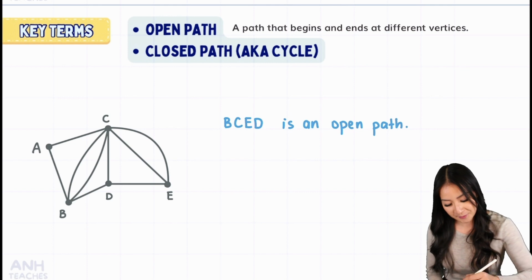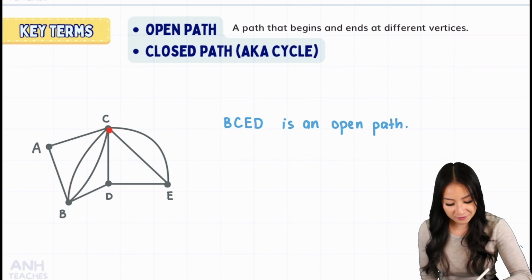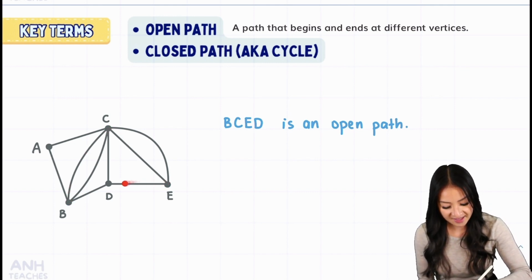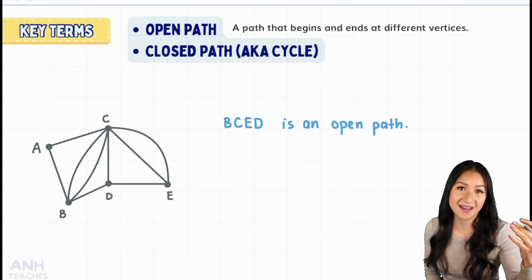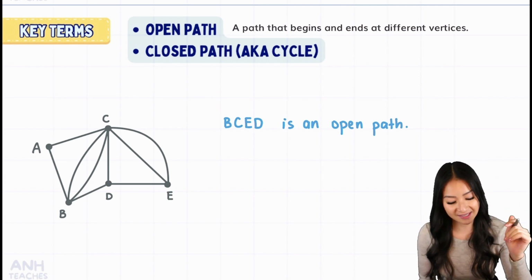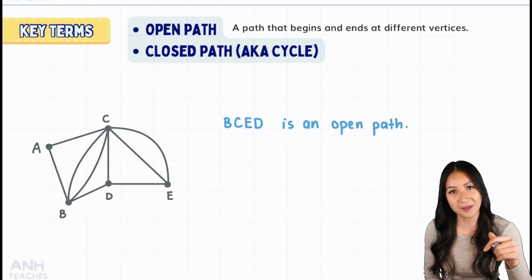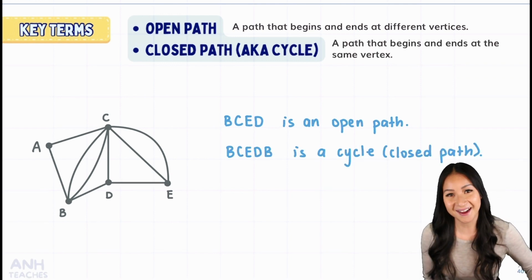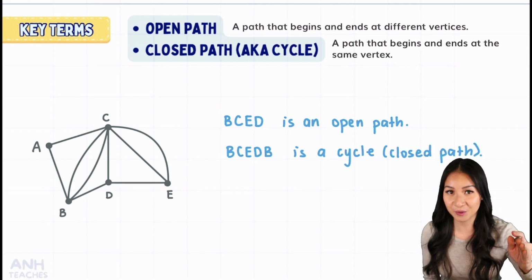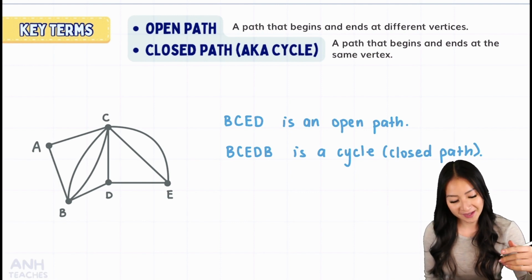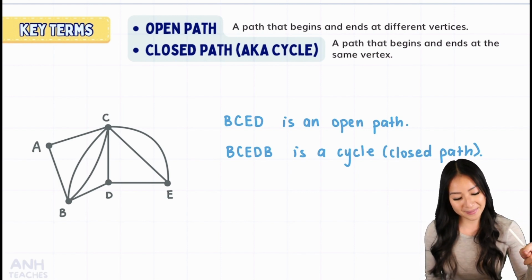As an example, if I start at B and then travel to C and then to E and then to D, because I didn't repeat any edges or vertices, this is an open path. Next, I have a closed path, also known as a cycle. So this is a path that begins and ends at the same vertex.